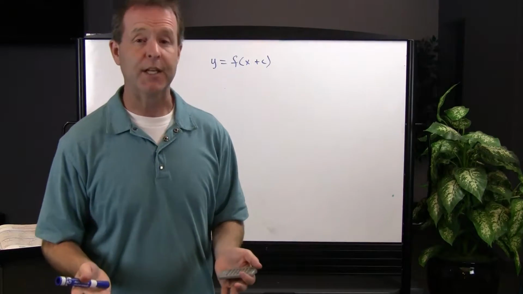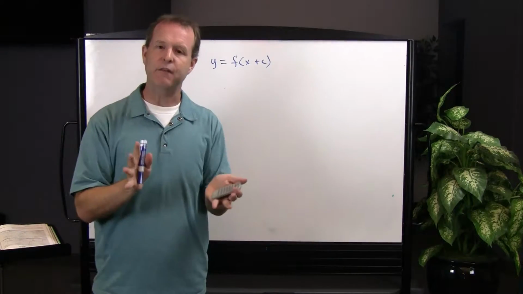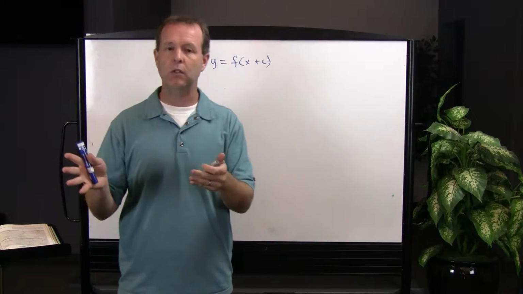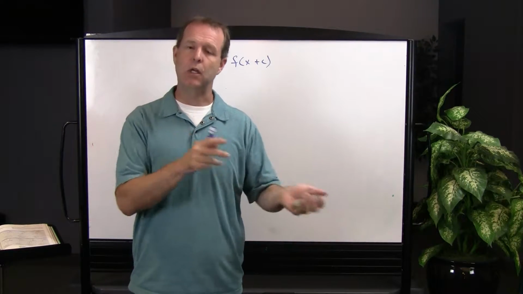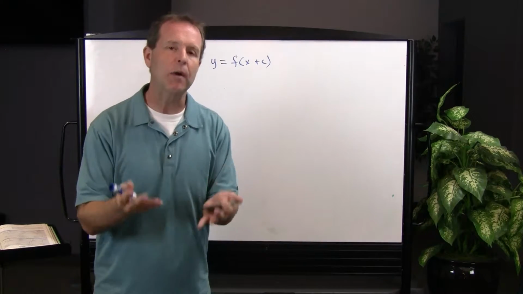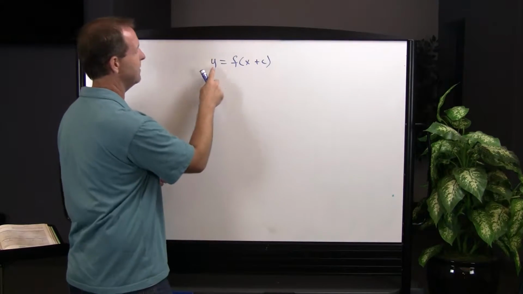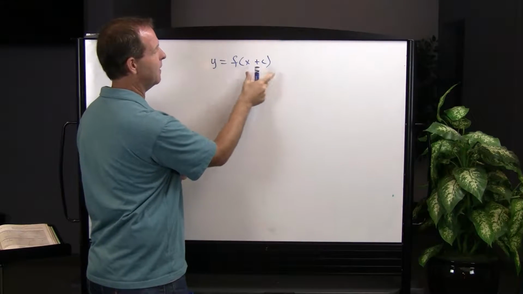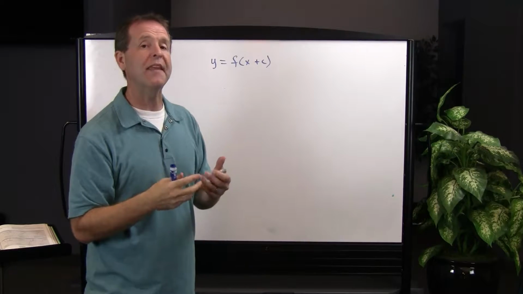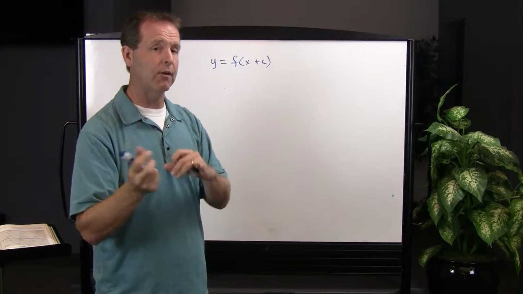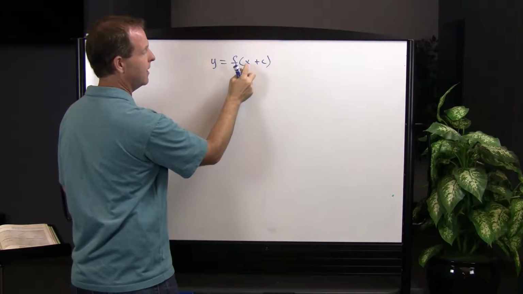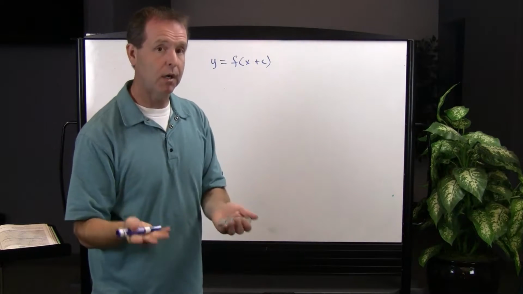Another way that transformations help us is by looking at a base function and how far it horizontally shifts to the left or to the right. How you observe that is, I have some y or some function, f of x. Notice that within the function itself, not outside, but inside the parentheses, I have x plus some constant.